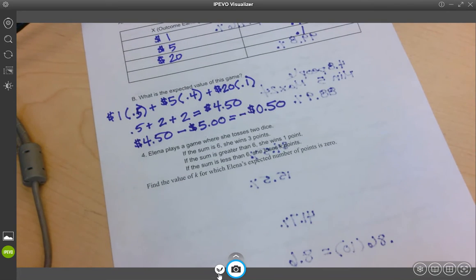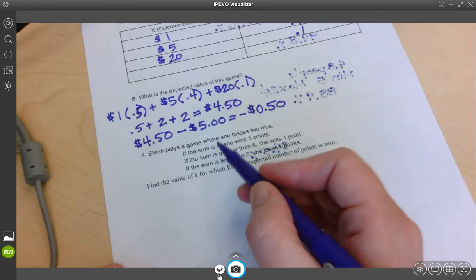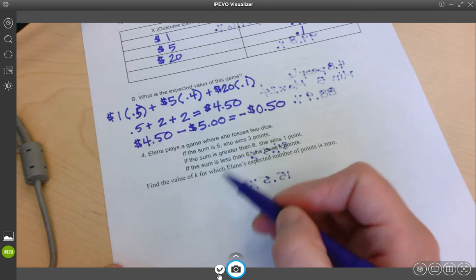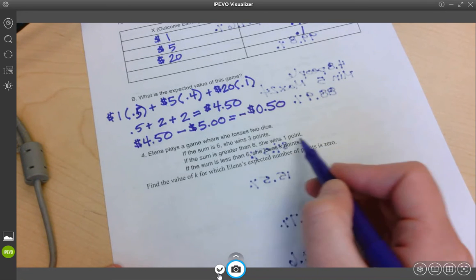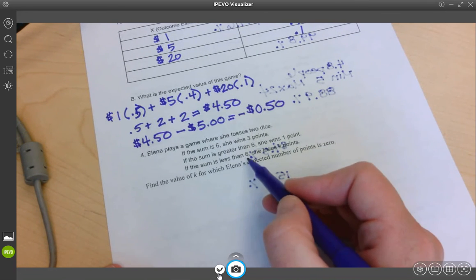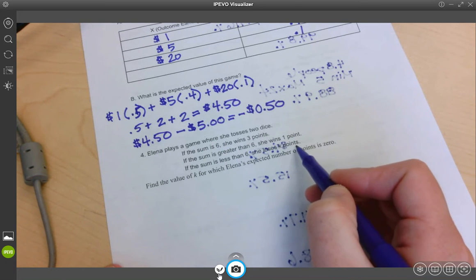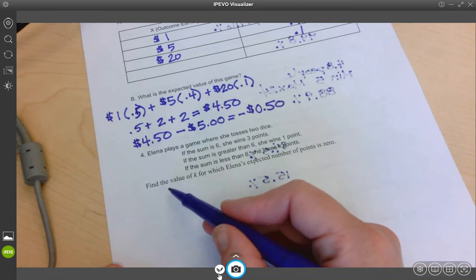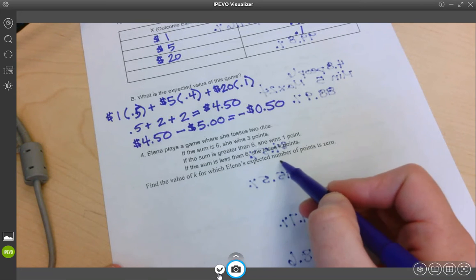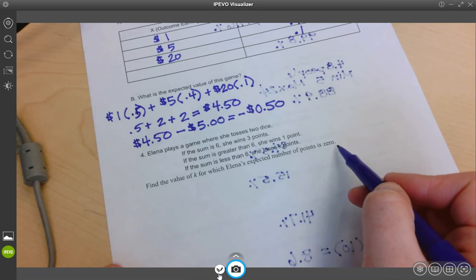All right, the last one is complicated. I don't believe there's anything this difficult on your check-in, but it's still good because it will prepare you. All right, Elena plays a game where she tosses 2 dice. If the sum is 6, she wins 3 points. If the sum is greater than 6, she wins 1 point. And if the sum is less than 6, she loses K points. It doesn't tell you. Find the value of K for which Elena's expected number of points is 0.